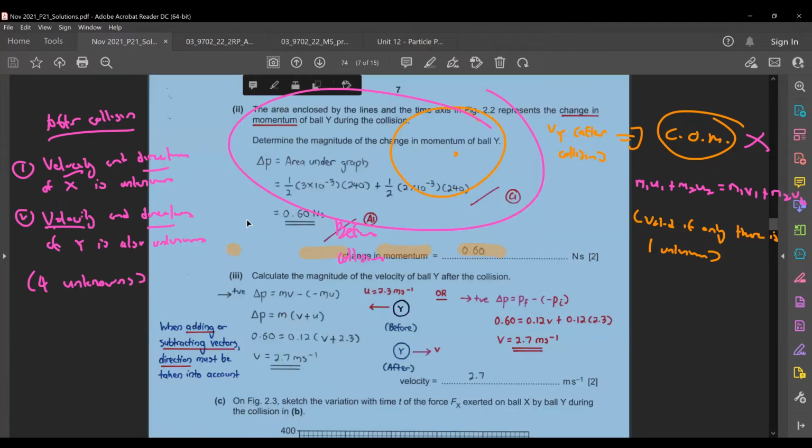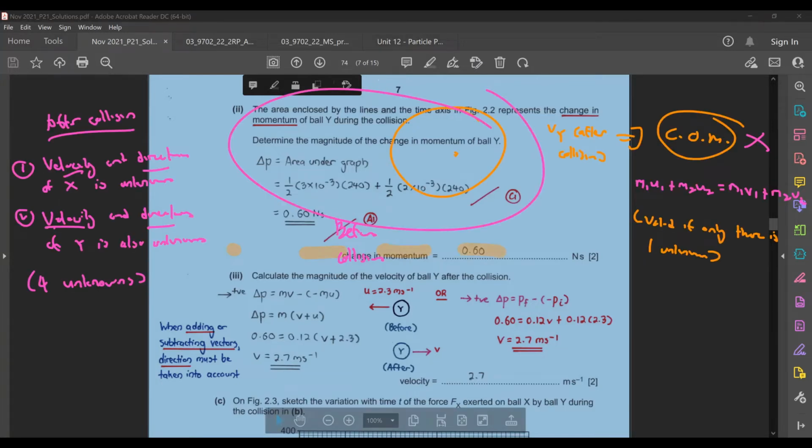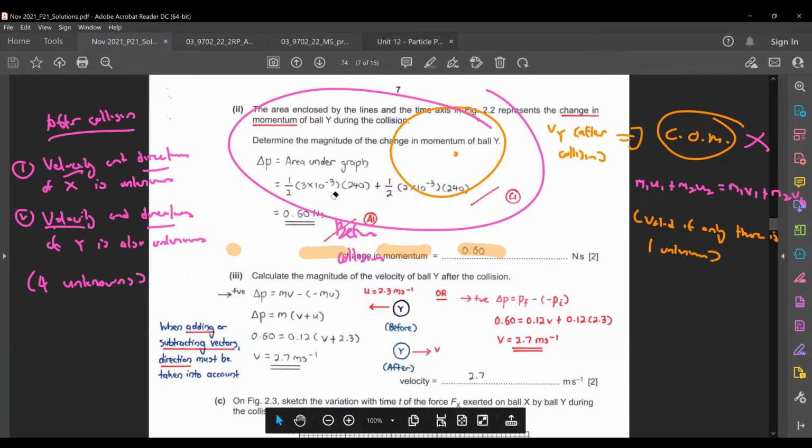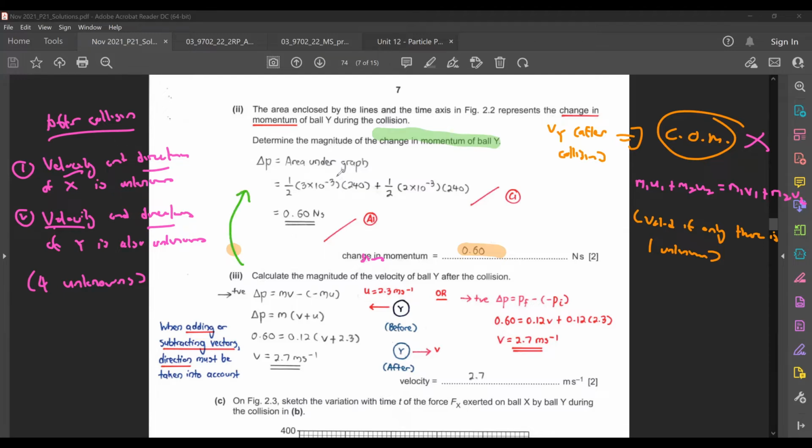So the hint would come from what you have done before in the previous question. Remember, in the previous question, you actually found out the change in momentum of ball y. So in the absence of any other method, most of the time, the hint will be from your previous question. Okay, they ask you to find the change in momentum of ball y. So this one, you could try to make use of that to find out the magnitude of velocity of ball y.